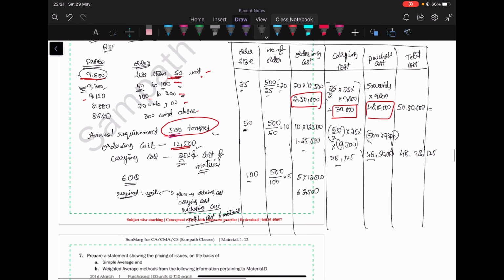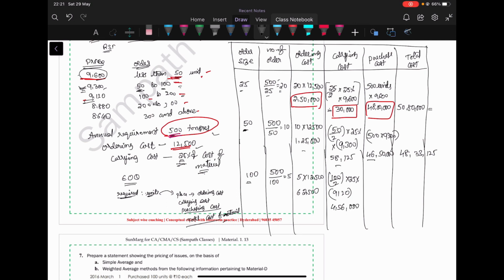And carrying cost, on an average you are carrying 100 units into 25%. At what price you are purchasing? At 9,120 rupees. So 100 divided by 2 into 25% into 9,120, that is 4,56,000 amount.